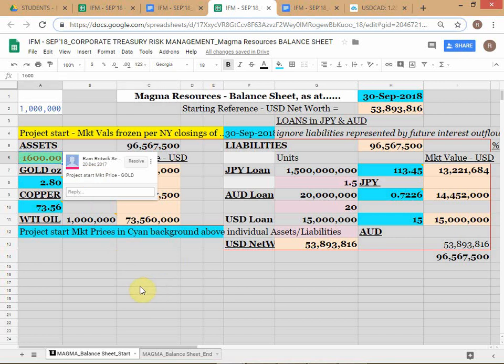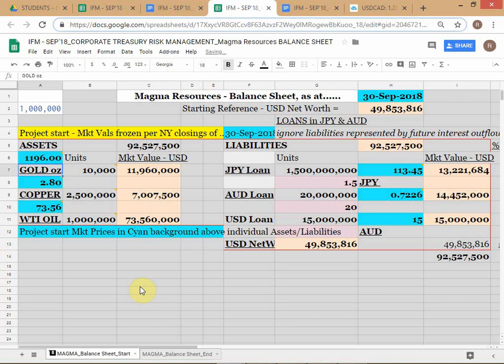I'm going to change this back to 1196. Now notice what happens to the dollar values of the three loans. One minute. I'm just making sure that everybody understands this. This is basic balance sheet, but we have checked before and seen that many of you don't remember your basic concepts.